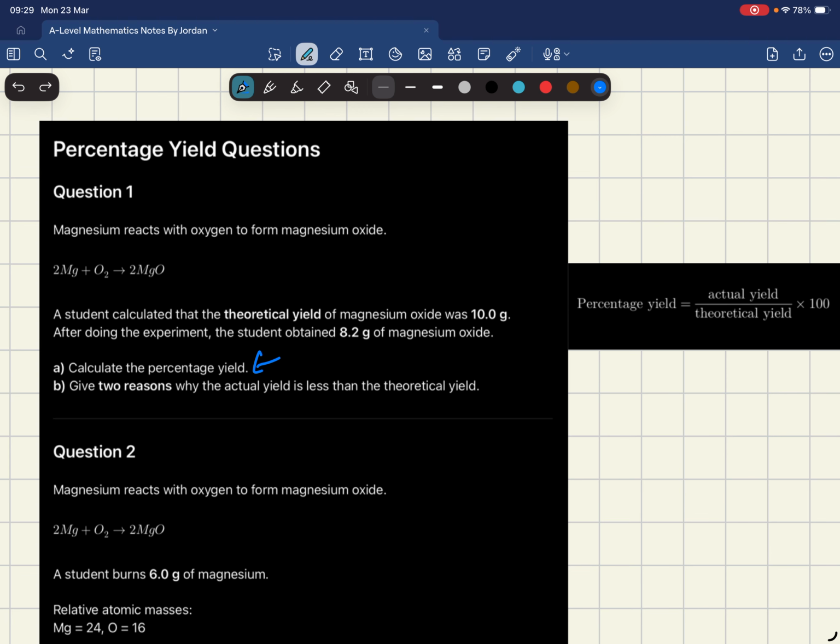So it's saying magnesium reacts with oxygen to form magnesium oxide. Here is the chemical reaction. A student calculated that the theoretical yield of magnesium oxide was 10 grams, but after doing the experiment, the student obtained 8.2 grams of magnesium oxide. So this one here would be the actual, since it's less than the 10 grams, which would be the theoretical.